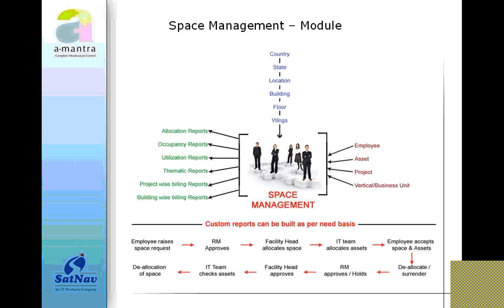Then there is a deallocation cycle, wherein if a person wants to deallocate a particular space and move to another space, he can deallocate it or surrender that particular space, which in turn goes to the reporting manager, who can approve it to move to the facilities team, or he can hold it for another person to join. Once the facility head approves it, the IT team checks whether all the assets are there in working condition and then deallocates the space.